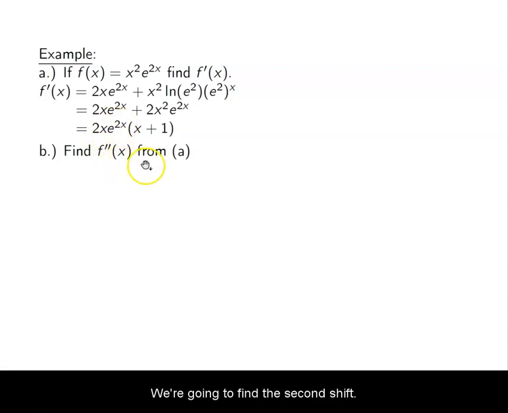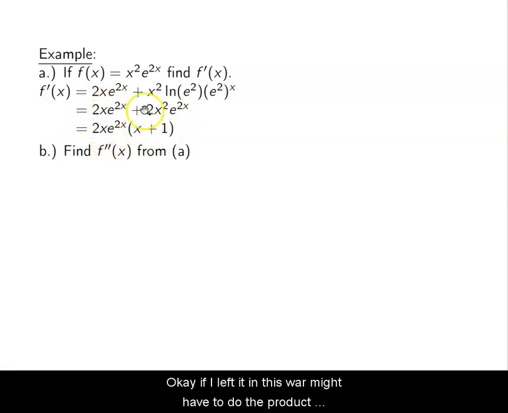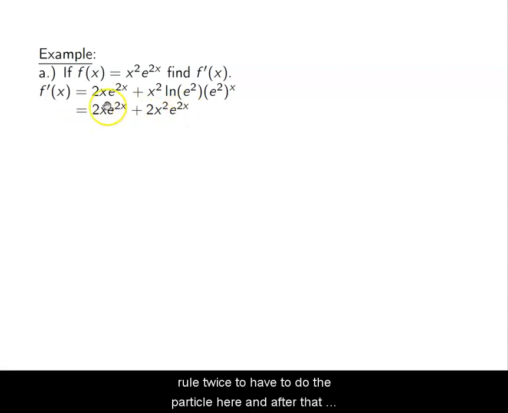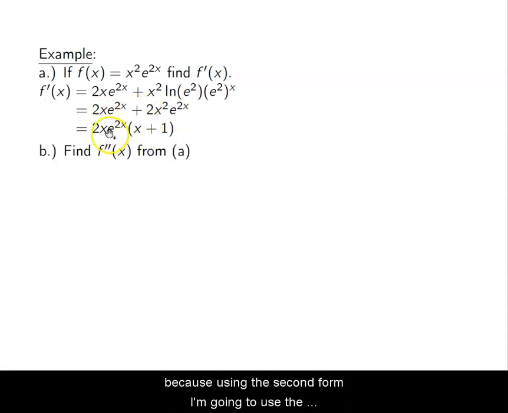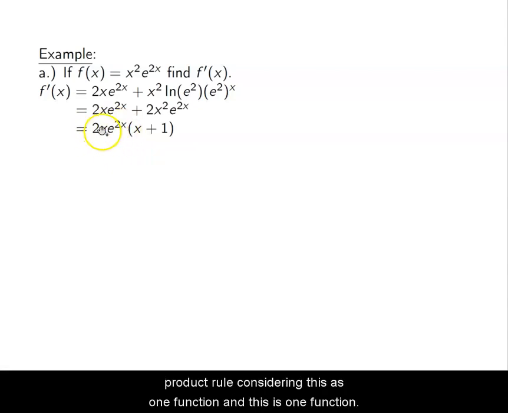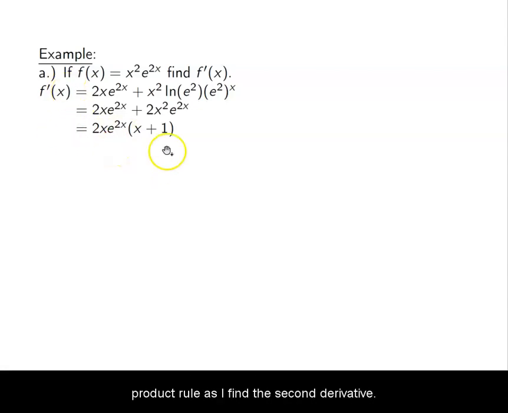Here we're going to find the second derivative. Which is nice because now I have the product rule. If I left it in the earlier form, I'd have to do the product rule twice, here and add to that another product rule. I guess this isn't that much better because using the second form, I'm going to use the product rule considering this as one function and this as one function. But as I differentiate this first function, I notice that it is a function times a function. So I'll have to use the product rule again. So I'm kind of using the product rule inside of the product rule as I find the second derivative.